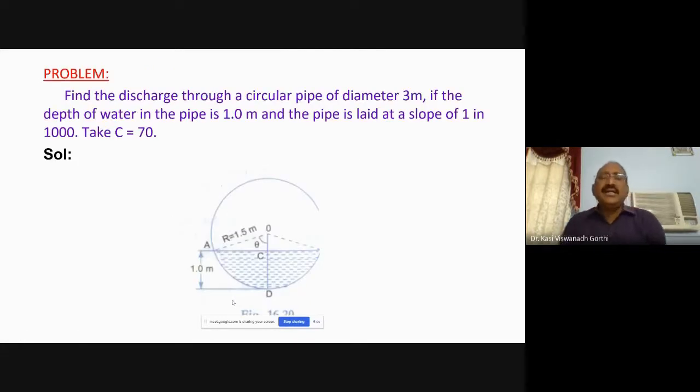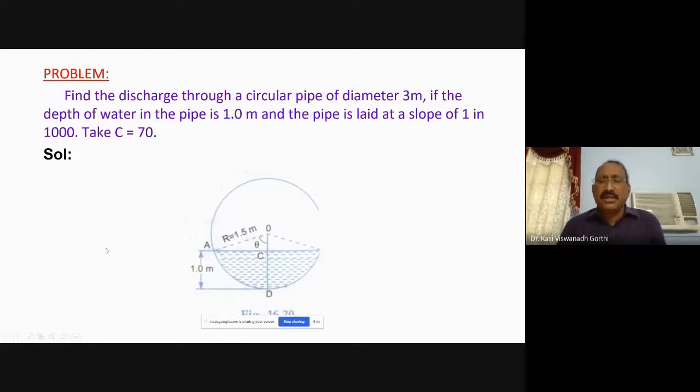Find the discharge through a circular pipe of diameter 3 meters, if the depth of water in the pipe is 1 meter and the pipe is laid at a slope of 1 in 1000. Take the Chezy's coefficient C is equal to 70. Once again, you are required to find the discharge.